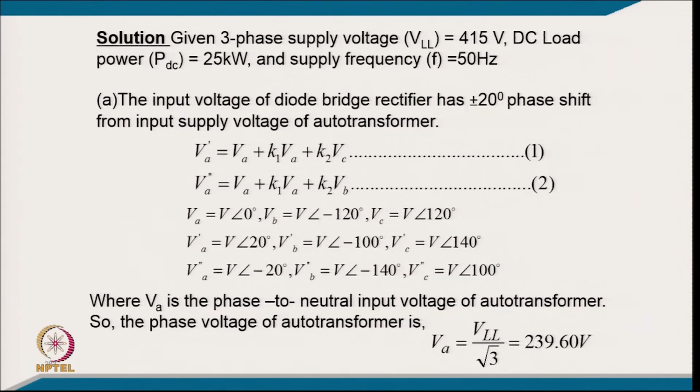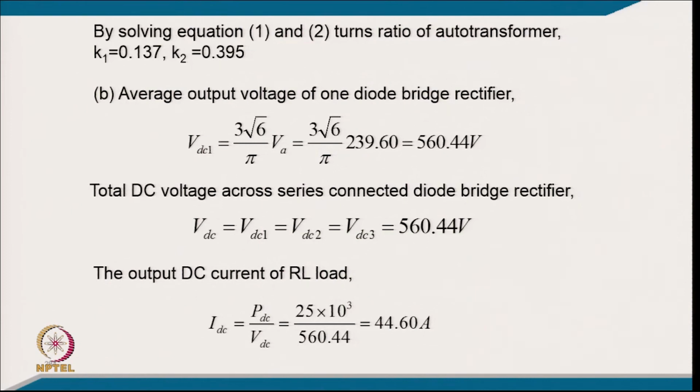So, for the given 3-phase supply of 415 volt and 50 hertz, we can have a phase shifted voltage typically of plus minus 20 degree, 20 degree leading and 20 degree lagging with respect to 0. Then you can find out the phase voltage from the supply, and then you can get the constants corresponding to the winding turns ratio K1, K2 to get the particular phase shift of plus minus 20 degree.